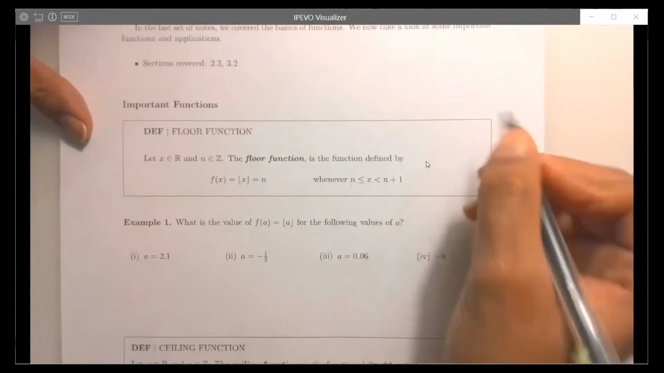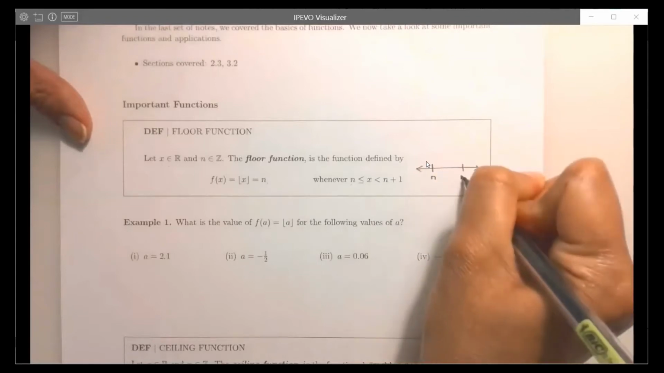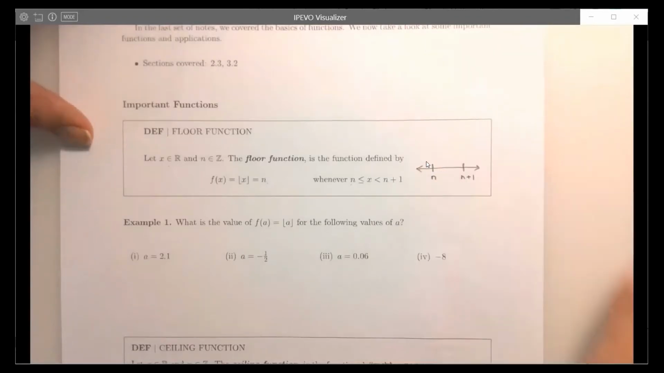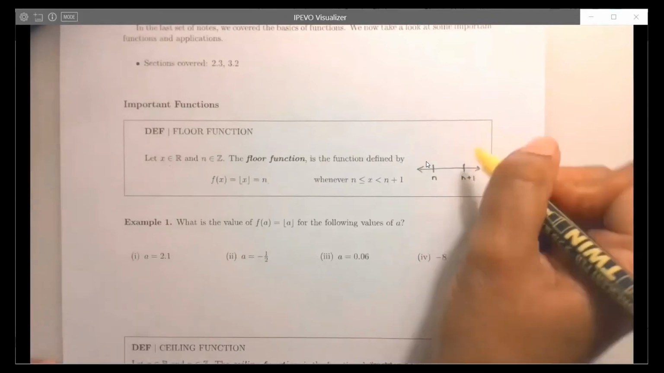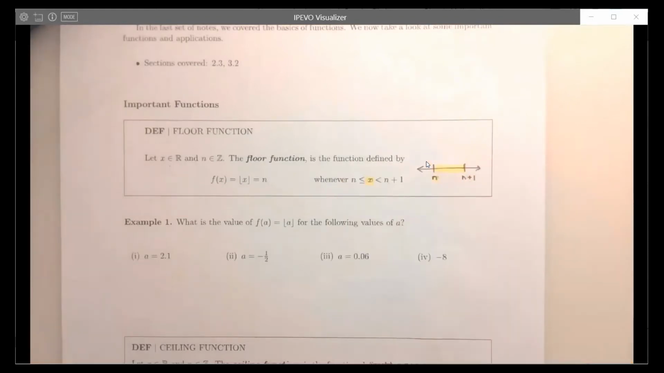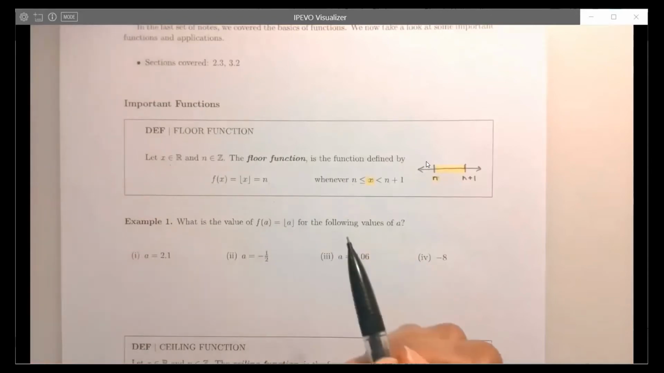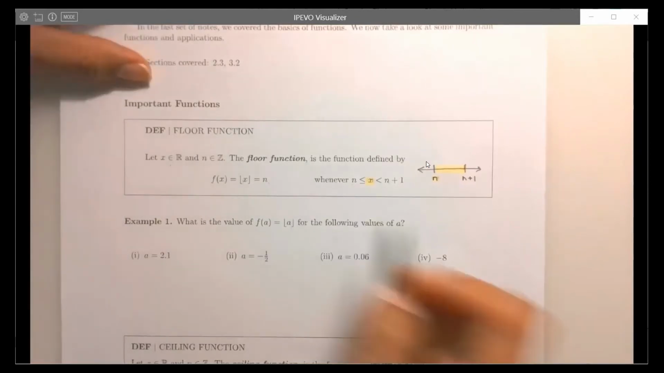So what that means is that if you think about it on the number line, if n is an integer and n plus 1 is the next integer, then x is found somewhere in between those two integers. So x is found somewhere in this interval with the possibility that it might be n. Another way to think of the floor function is to just think about it as rounding down regardless of what your decimal part is. So if you have a 2.1, you would round down to 2. If you have a 2.7, you would round down to 2. So that's the floor function.